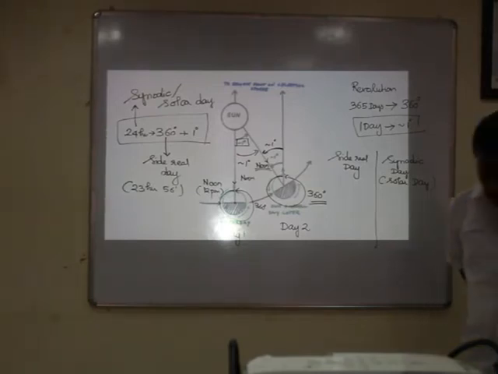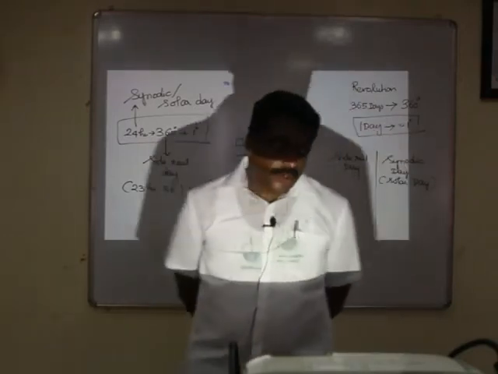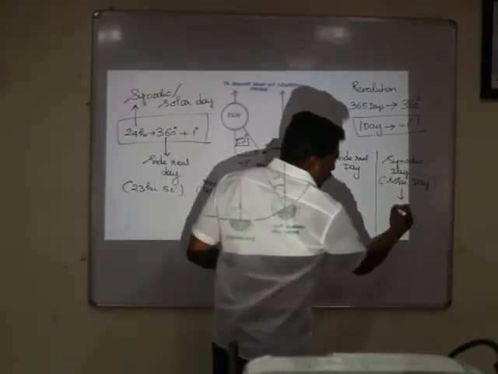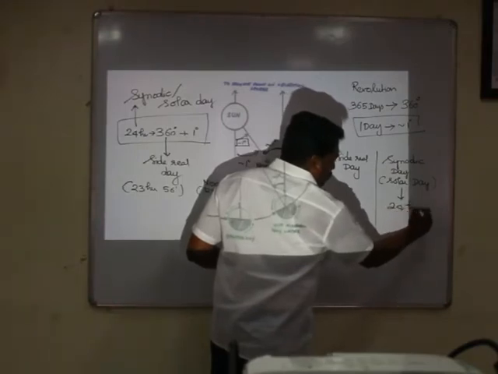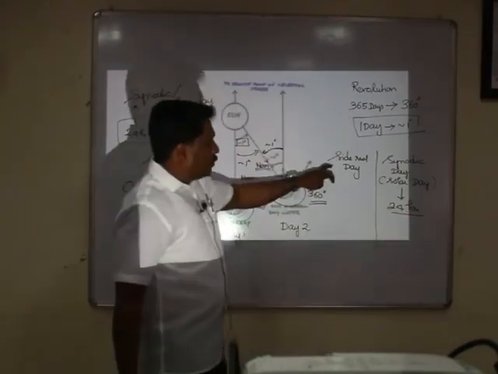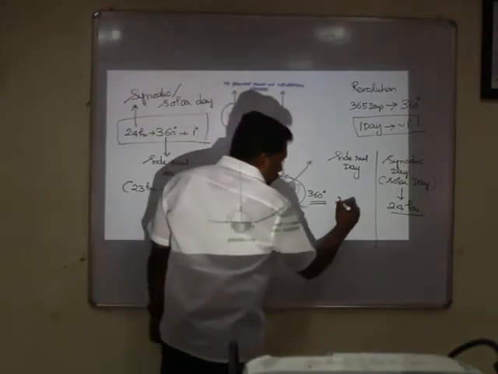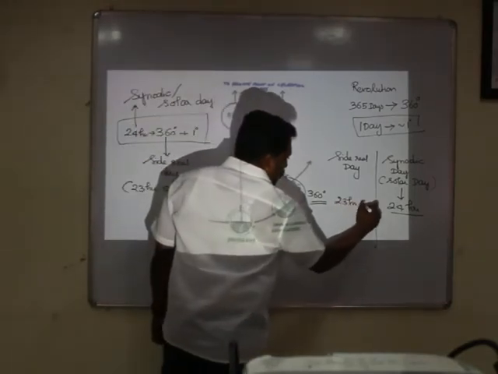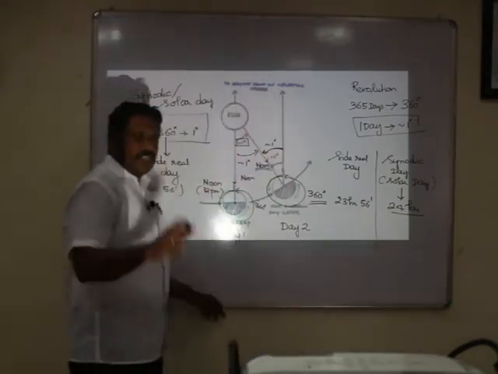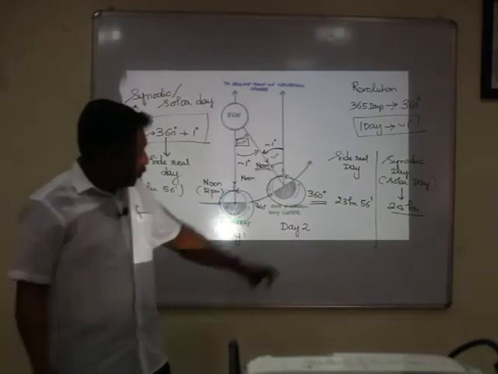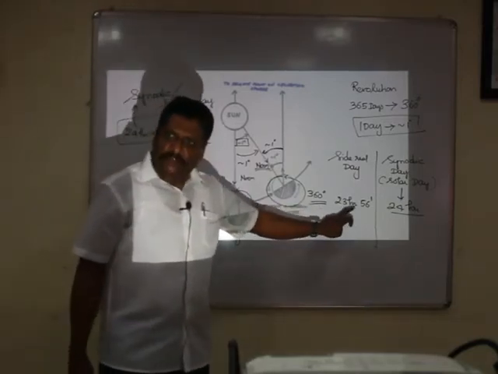Right. So what is a sidereal day? What is a synodic day? You have an idea. Okay friends, what is the time taken for a synodic day? Exactly 24 hours. What is the time taken for a sidereal day? Approximately 23 hours and 56 minutes. Even that 4 seconds you can forget. 4 seconds is not a big deal, right? Approximately it is 23 hours and 56 minutes.